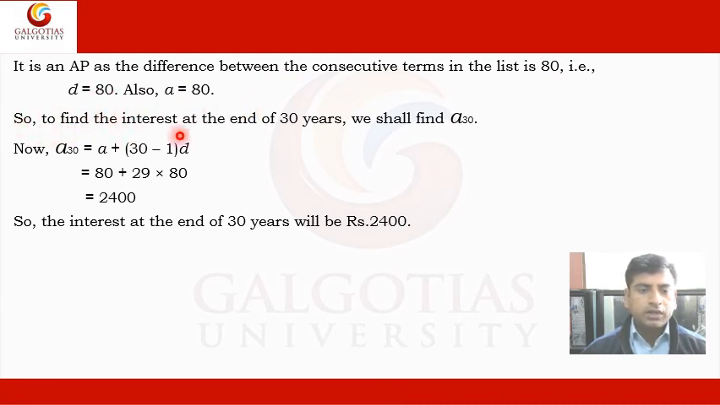To find the interest at the end of the 30th year, we have to find a30, that means the 30th term. We know the formula an equals a plus n minus 1 into d. So a30 equals a plus 30 minus 1 into d. We have the value of a as 80, n is given as 30, so 30 minus 1 that is 29, into d, that is 80. So we will have the value a30 equal to 2400. So the interest at the end of the 30th year will be 2400.